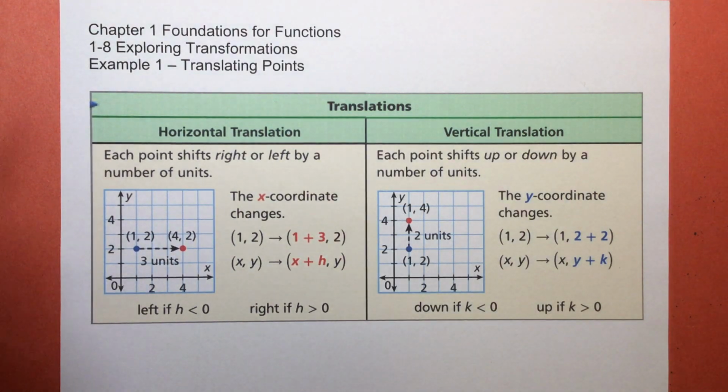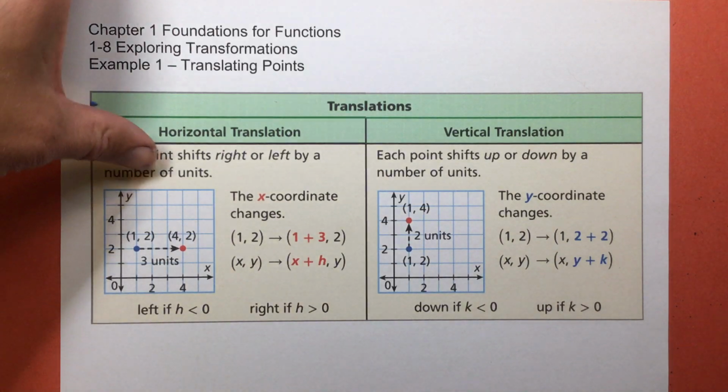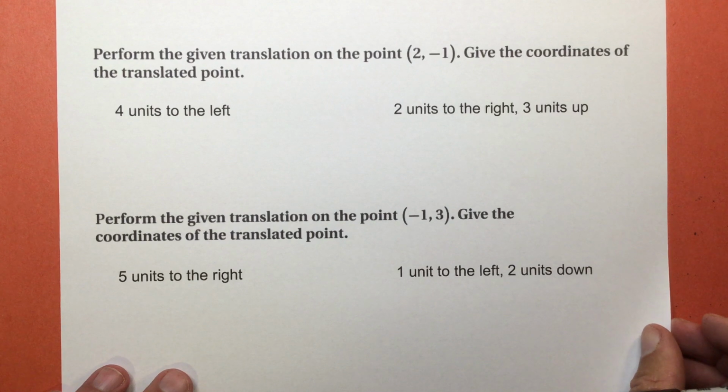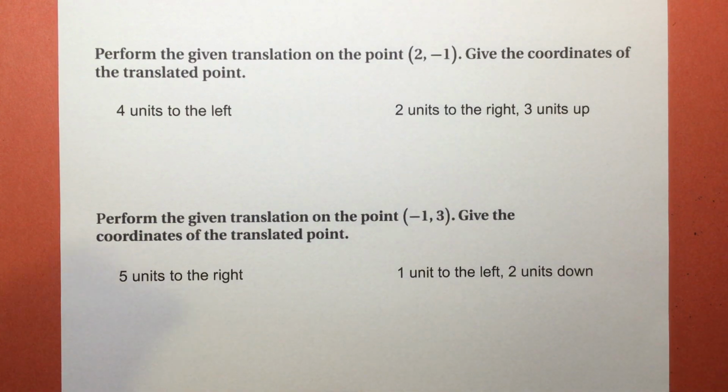Okay, and again, you don't have to copy this down. This page is in the book, and also I'm going to take a picture of it later, right? So I'm not going to write on this. I'm actually going to use this to do the next problem. All right? So the problems are going to look like this. It's going to say, perform the given translation of the point 2, -1. And then you're going to give the coordinates of what you have here, okay?